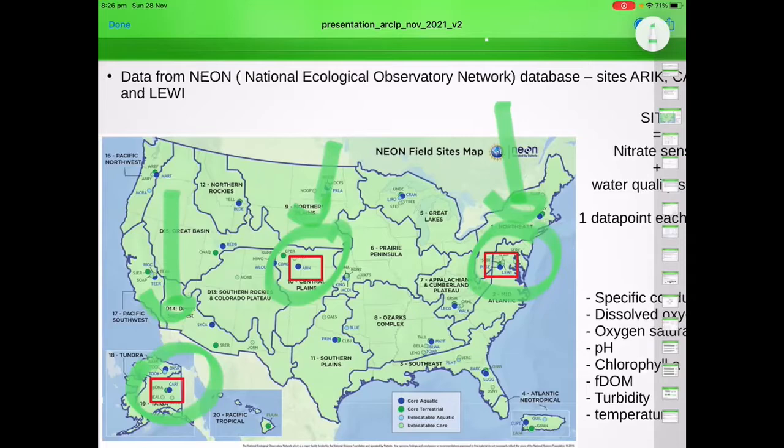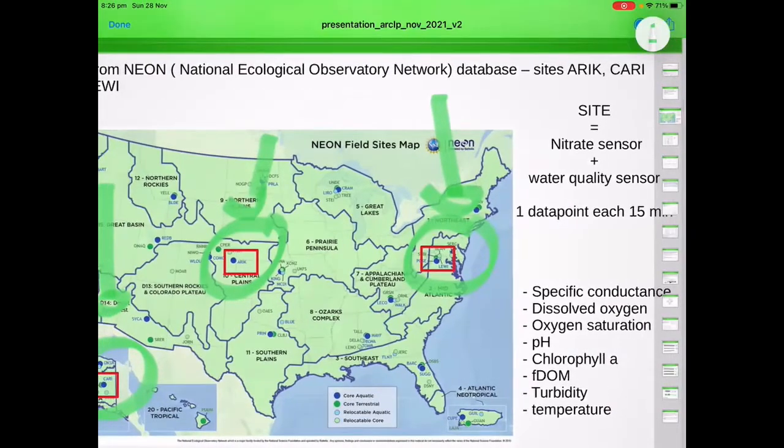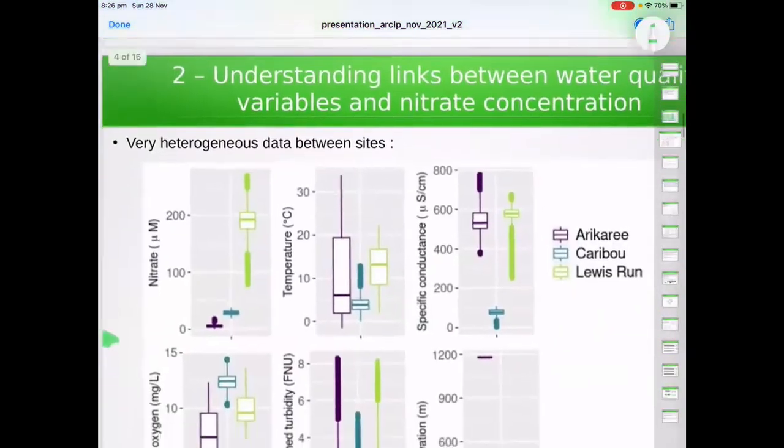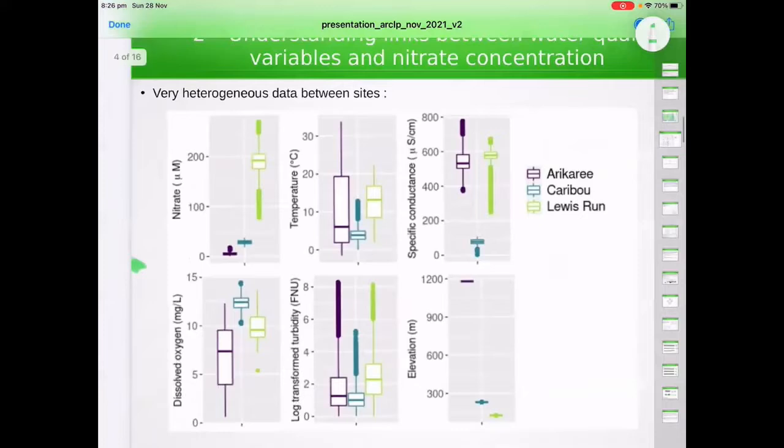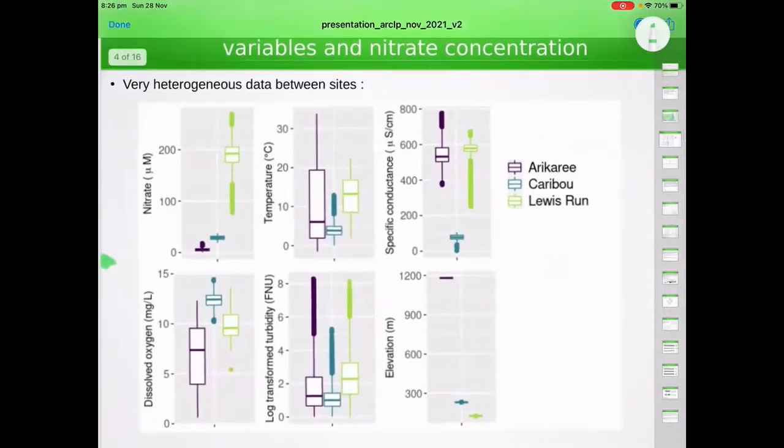On these sites, we have collected the nitrate sensor data and the water quality sensor data. For the nitrate sensor, we have one data point every 15 minutes. And we have all these variables as water quality variables. So we have three sites. Now just some exploratory analysis, presenting some variables and the nitrate concentration.